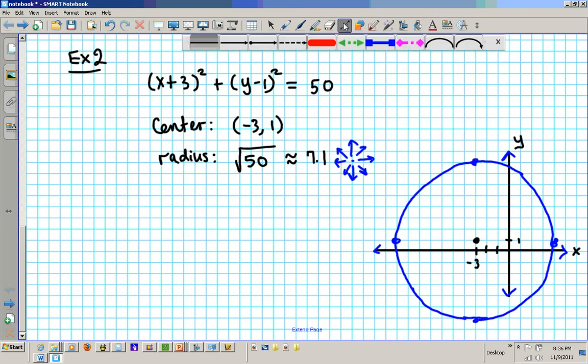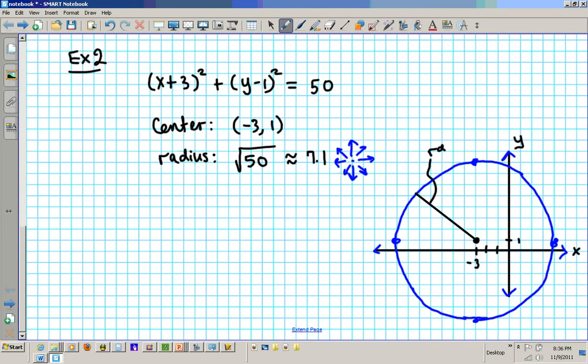And then draw your radius. From the center to the circumference, that is your radius. Radius. All right, so that was your first example.